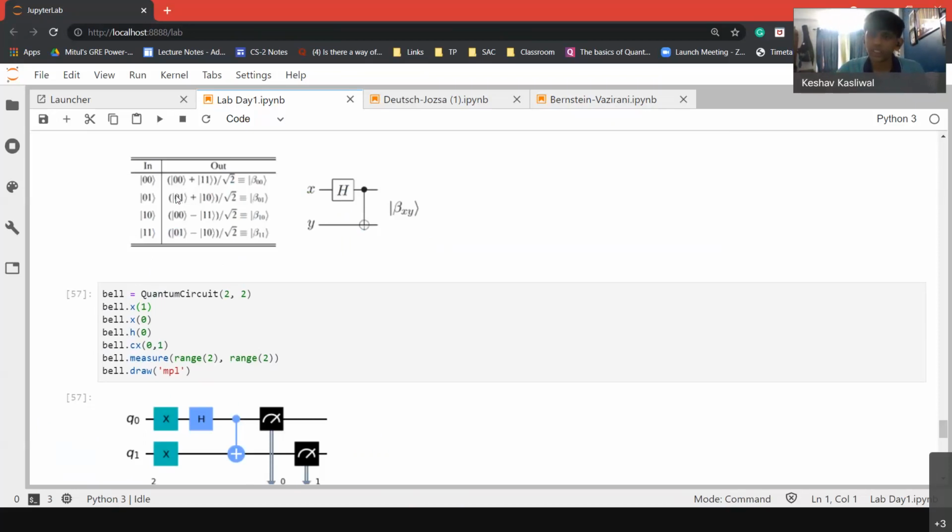For this, if the first state is 0, the second qubit would exactly be 1. If the first qubit is 1, then the second qubit would definitely be 0. So this is the assurance that quantum entanglement gives.